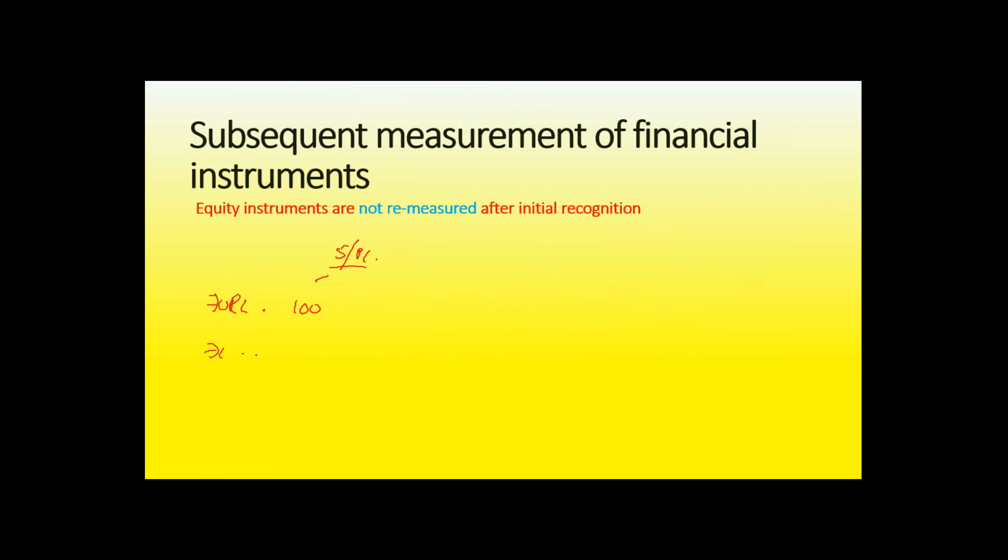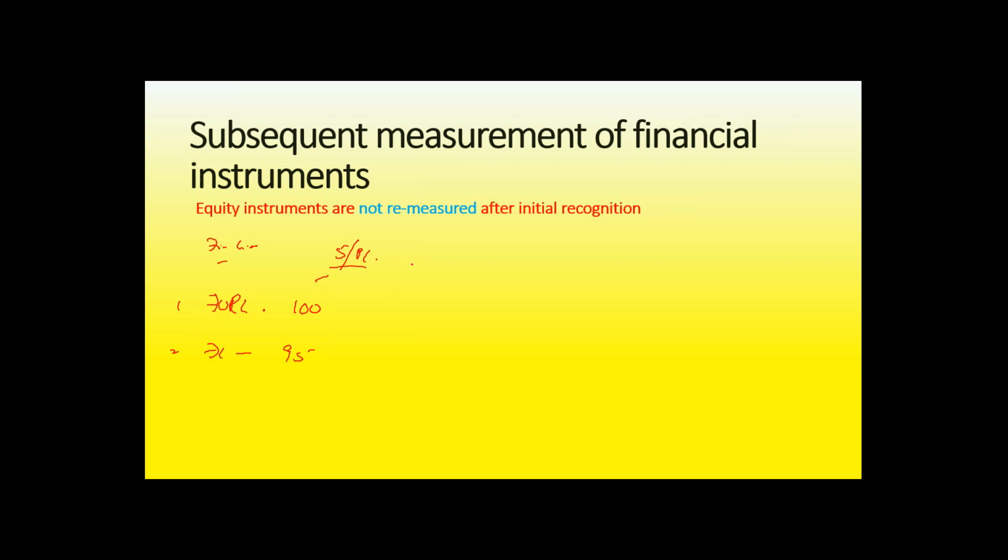Here it will be initially 95, because the transaction cost is deducted. This is the financial liability. So the first one will be 100, and the second one will be 95, because the transaction cost is deducted from the liability. In the earlier 3 assets we added it up, but here we deducted. So this is the initial measurement.